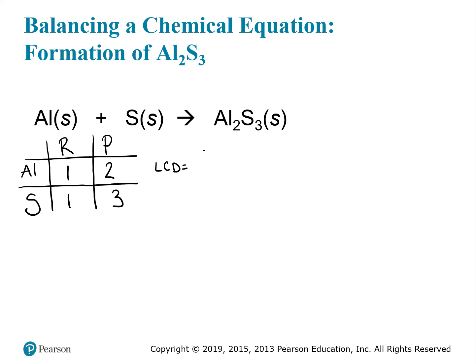With aluminum, we've got 1 on the reactant side and 2 on the product side. The lowest common denominator between those 2 is 2. This means that we're going to multiply the number of aluminum atoms by 2 on the reactant side. You place a 2 in front.